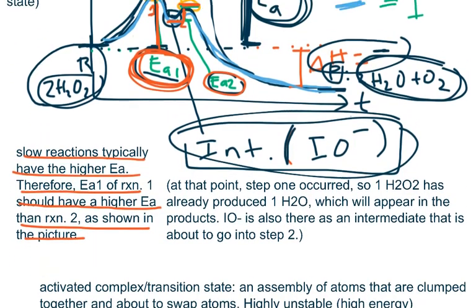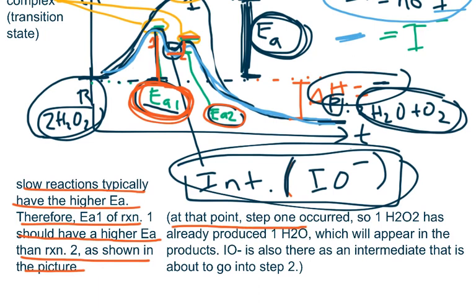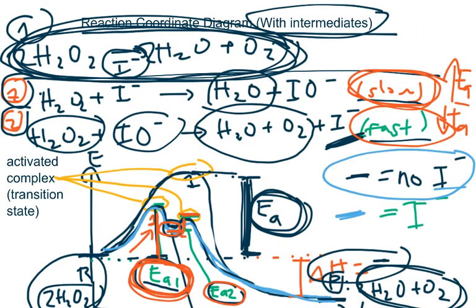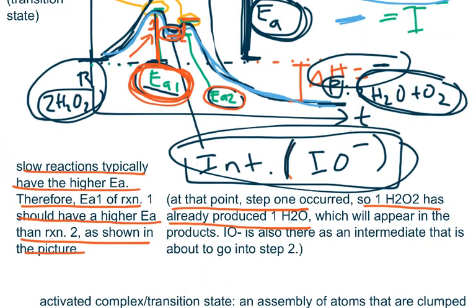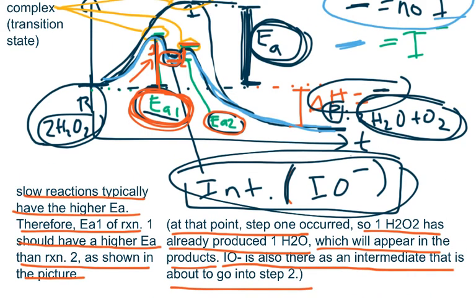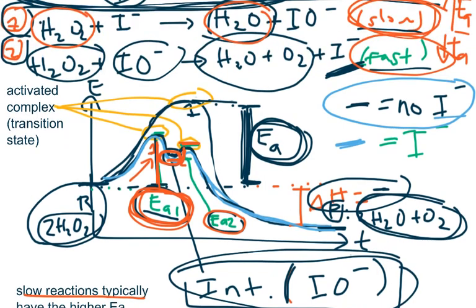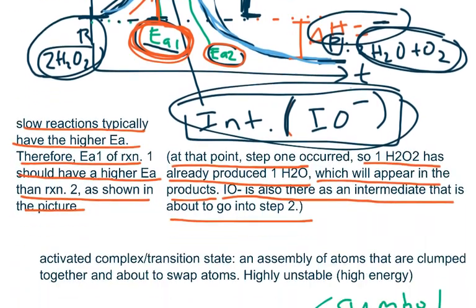Now, at the point where the intermediates are, which is after the first reaction or the first hump, 1 H2O2 has already produced 1 H2O, which will appear in the products. IO minus is also there as an intermediate that is about to go into step 2. So in between the two humps, you have some IO minus that's about to go into step 2 and react with another mole of H2O2.